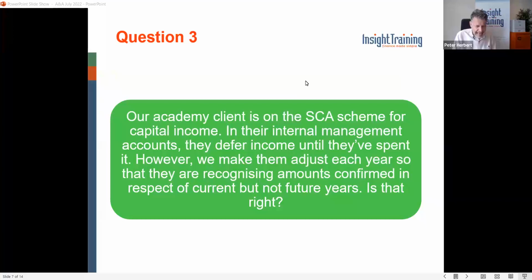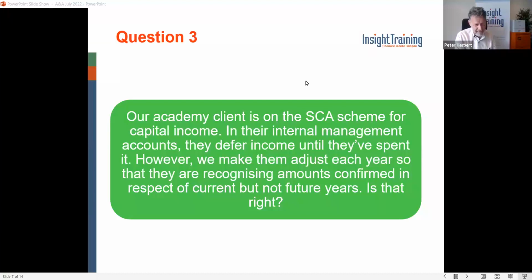Okay, the next question is all about income recognition. And we've had lots of questions over the years on income recognition in relation to academies. Here's one that's cropped up recently. Our academy client is on the SCA scheme, so the School Condition Allocation Scheme for capital income. In their internal management accounts, they defer income until they've spent it. However, we make them adjust each year so that they are recognizing amounts confirmed in respect to the current year, but not future years. Is this right?